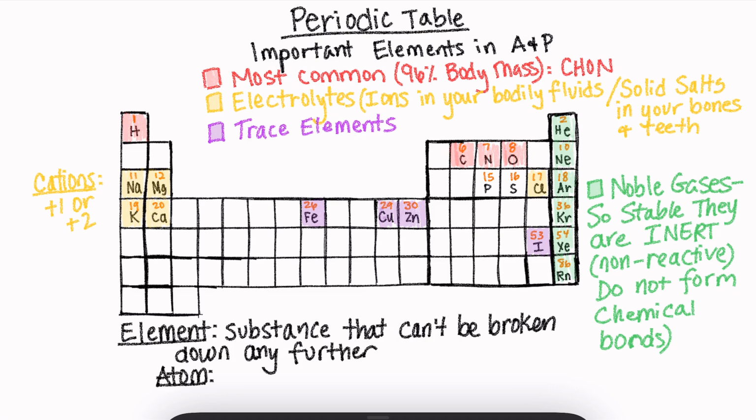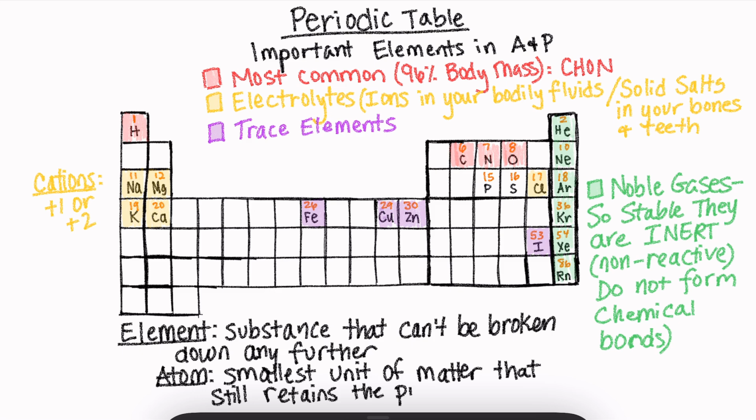An atom is the smallest unit of matter that still retains the properties of a particular element. So you could have an atom of aluminum, and then you could have billions and billions of atoms of aluminum in aluminum foil. So atoms are the smallest unit of matter that still retains the properties of a particular element.